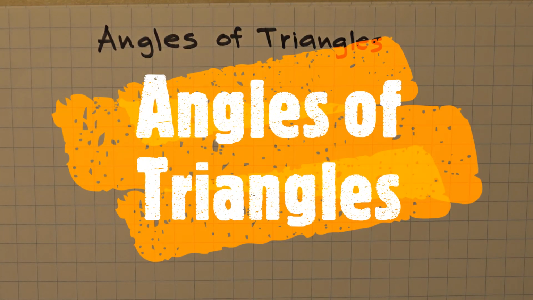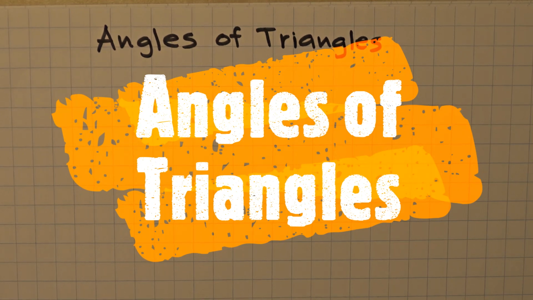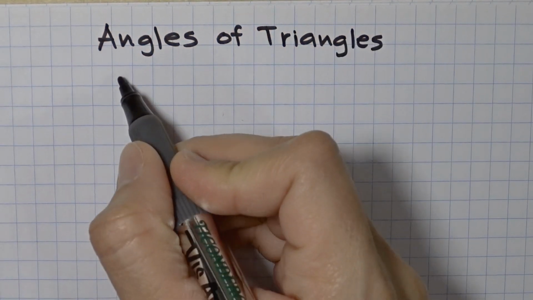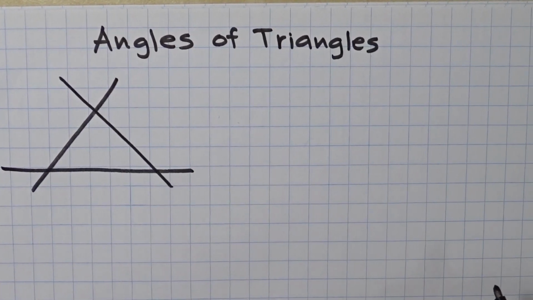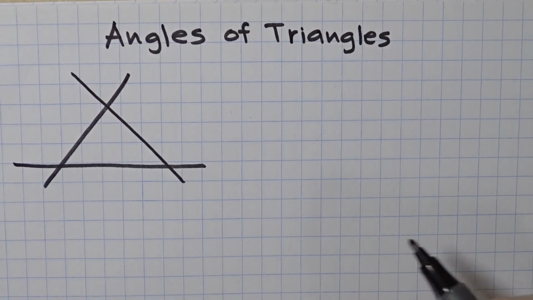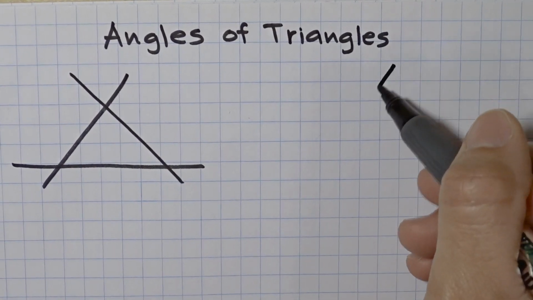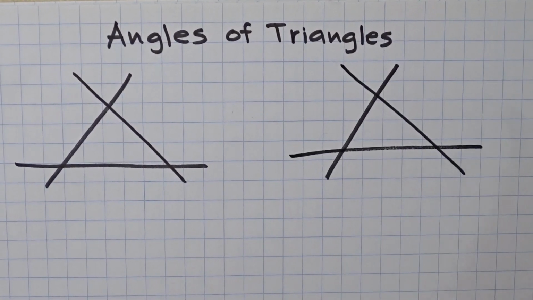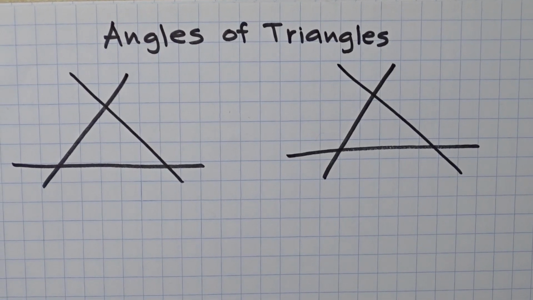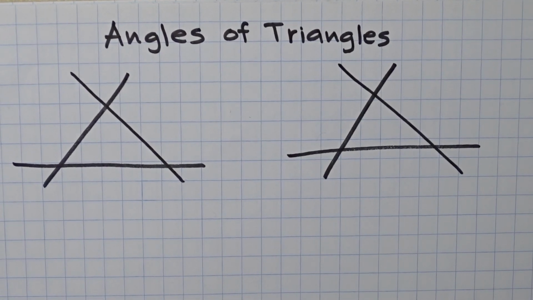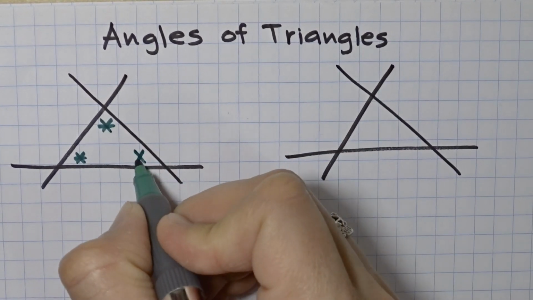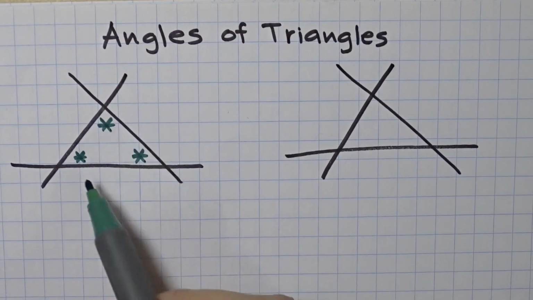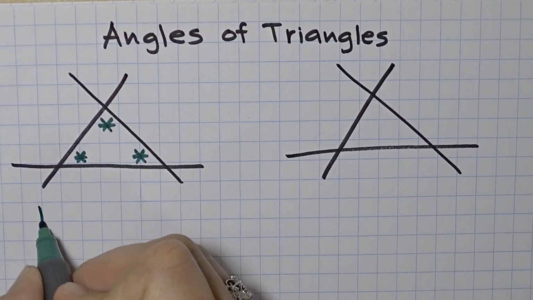All right, so let's look at angles of triangles. In a triangle, we have some specific angles, and some of them are on the interior of a triangle and some of them are on the exterior of a triangle. So the inside obviously is the triangle, and the interior angles that we're talking about are on the inside. So these three angles are on the inside, so those are called interior angles.